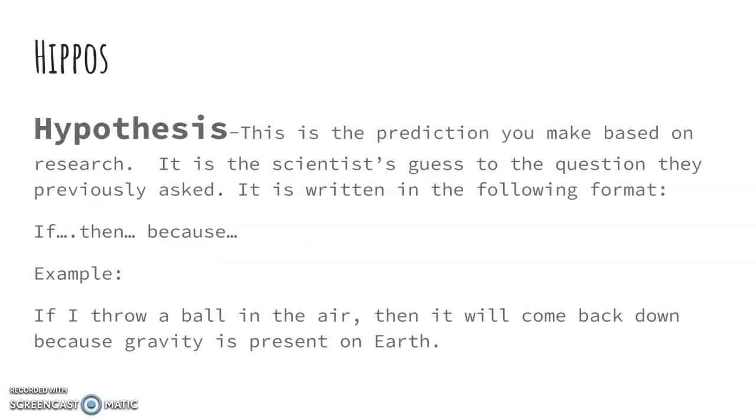H is for hypothesis. So this is the educated guess or the prediction that you make based on research. So you ask your question, you do your research, and then you formulate a hypothesis. Typically, your hypothesis is going to be an if-then statement. So if I throw a ball in the air, then it will come back down because gravity is present on Earth. So if you're writing a hypothesis, you should always frame it in that way. So if I do this, then X, Y, or Z will happen.